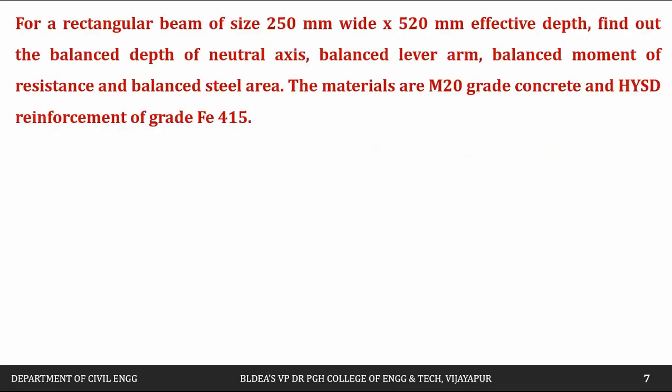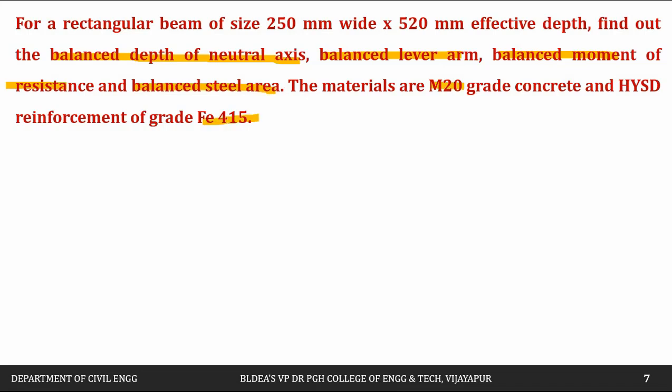Next we'll take another problem, which is of a rectangular beam of size 250 mm by 520 mm effective depth. In the previous problem the depth given was the overall depth, but here the effective depth is given directly. That means small d is given, we need not calculate. Find the balanced depth of neutral axis, balanced lever arm, balanced moment of resistance and balanced steel area for M20 grade concrete and HYSD Fe415 grade steel.